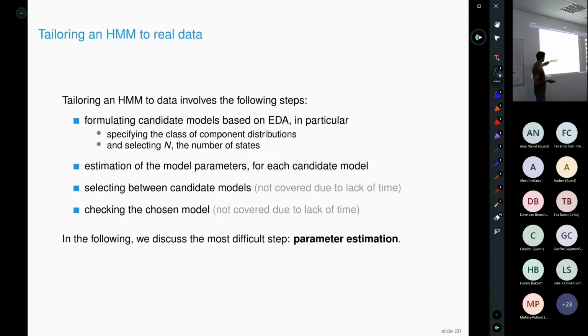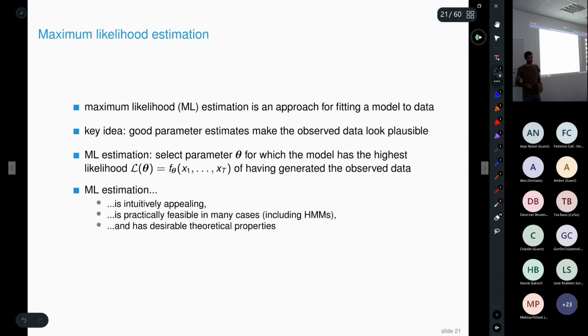Model selection, no time for that. Model checking, no time for that. But of course, there are tools for that as well. I'm just not covering them here because I don't have the time. So we talk about parameter estimation now. Slightly tricky. We will do maximum likelihood estimation. We don't have to do that. We could also use MCMC, which is fine.